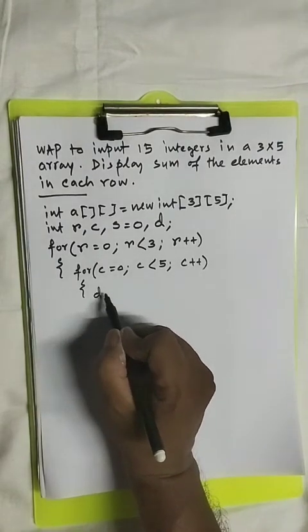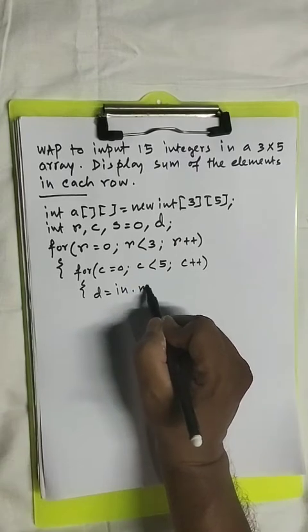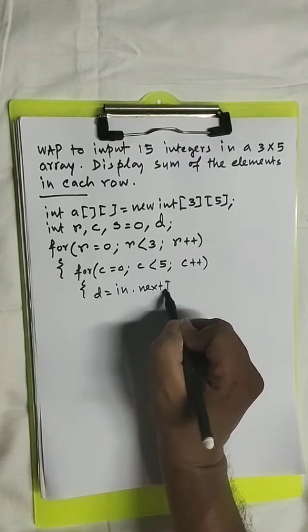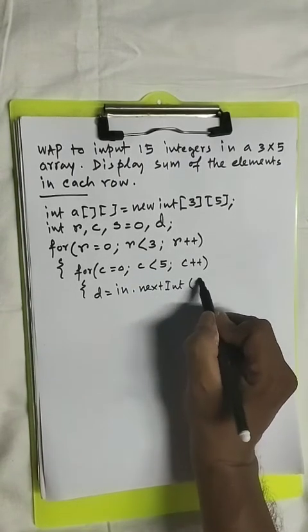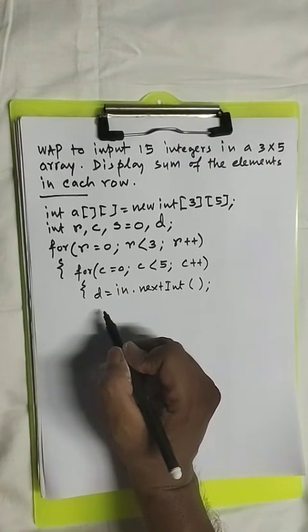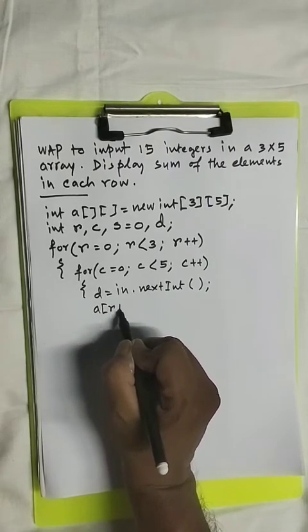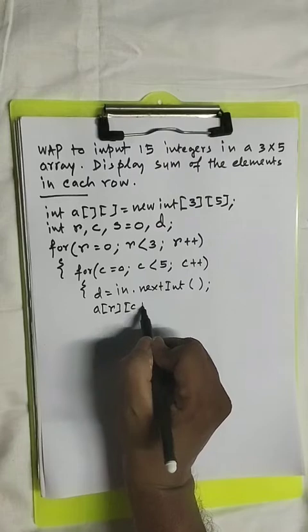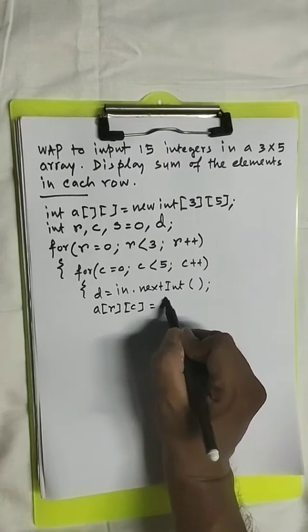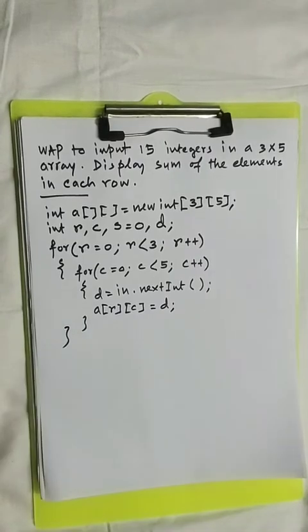Now d equal to in dot nextInt. This will take one number as input. Now we'll store it in the array. a[r][c] equal to d. We have entered the number in the array. The storage part of the array is complete.